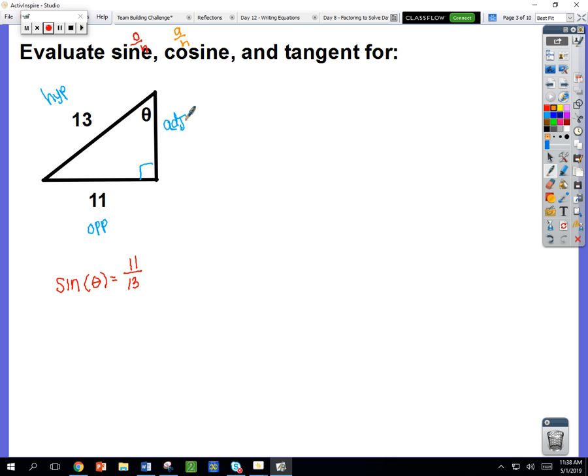So before you can tell me what that ratio is, you have to figure out what this is. And I don't know what it is. I wasn't given an angle, so to figure out that third side, I need to do Pythagorean theorem. A squared plus B squared equals C squared, where C is the hypotenuse. So this is 13 squared. A is 11 squared, and I need to find this other side right here. So 121, and then 169.